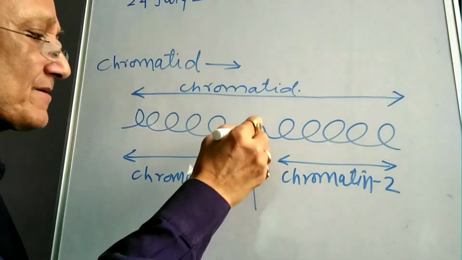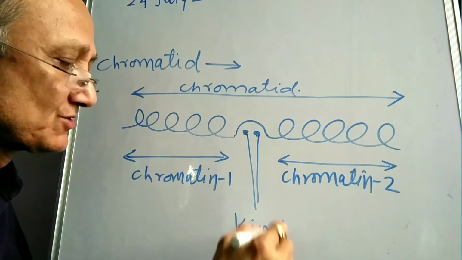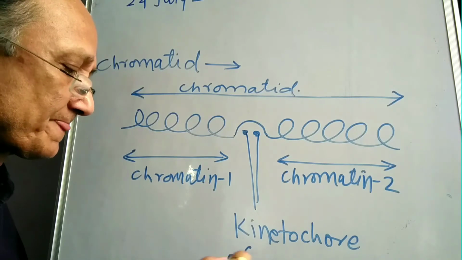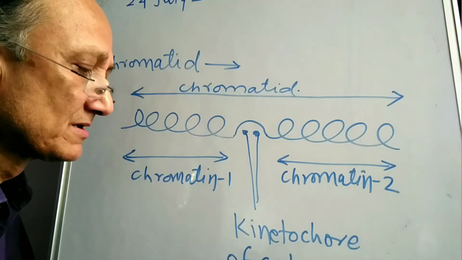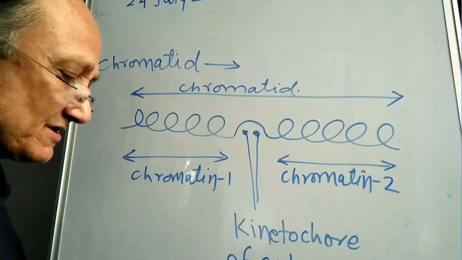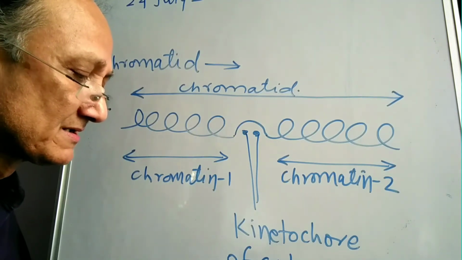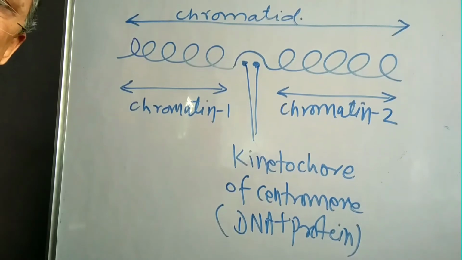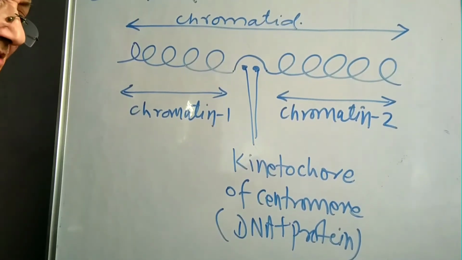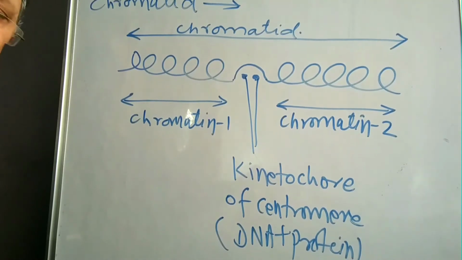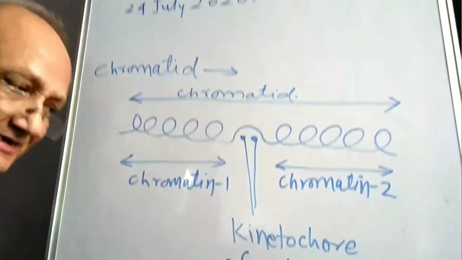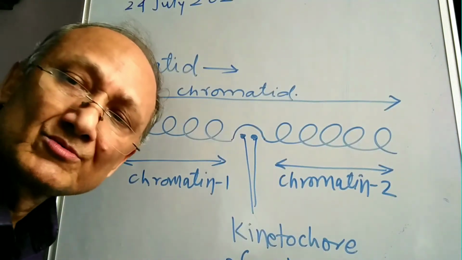And this one is the kinetochore of the centromere, and this consists of DNA plus protein, and this connects spindle fibers at the time of chromosomal division or chromosomal split. You can see. Now come to know how a chromosome is produced.